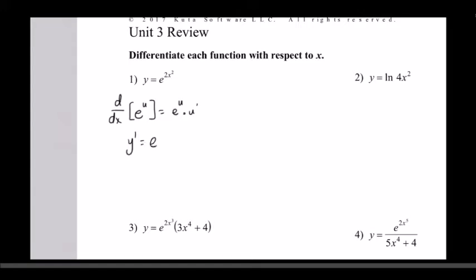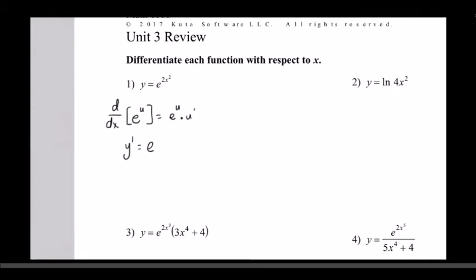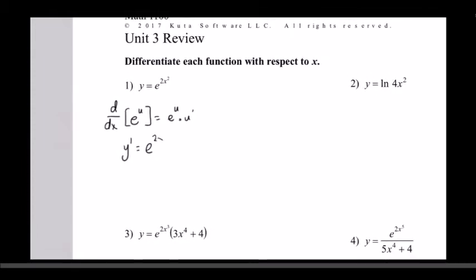the derivative of e to the 2x squared is simply e to the 2x squared, and now we need u prime, where u is 2x squared, so u prime would be 4x. Usually this term, the 4x, would multiply in front of the exponential term, so I'm going to rewrite this as y prime equals 4x times e to the 2x squared.